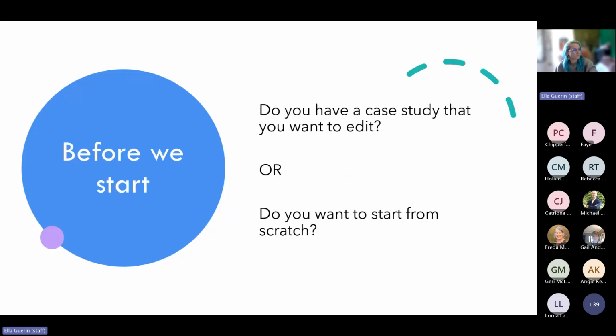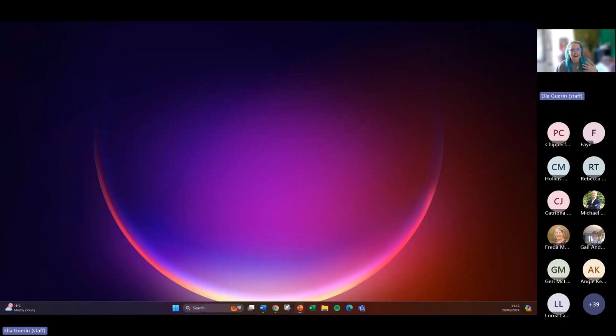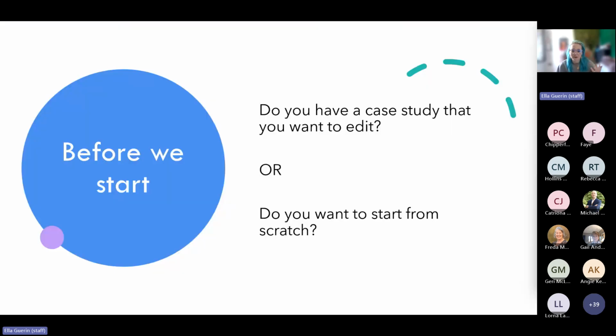So before we start, by the end of this session, you will have, believe it or not, designed and prepared a case study about an LGBTQ plus character. So feel free, if you've got a case study that you already use that you want to edit, update, work around, get that up and ready to work on, or get note paper ready to take notes, or feel free to start from scratch.